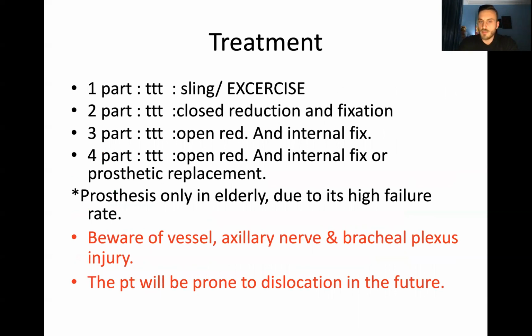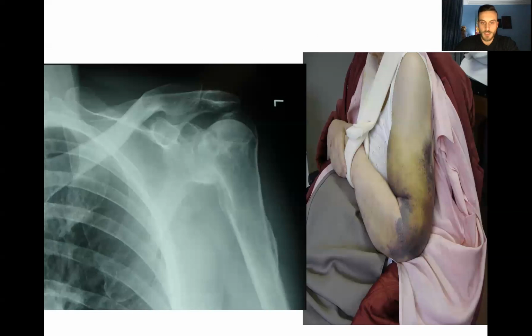If there is one part, the treatment is usually an arm sling. Two parts, closed reduction, and you might need to do fixation or a splint. Three parts and more usually need open reduction and internal fixation, because the reduction is usually unacceptable. Check for the axillary nerve and the brachial plexus, very important.